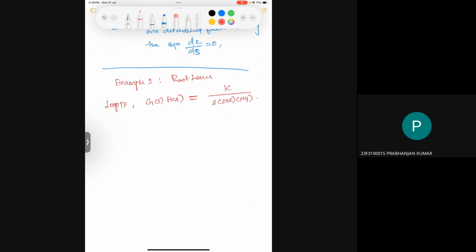The first step is to identify or locate the open loop poles and zeros. Since this is a loop transfer function, it's again an open loop transfer function. We haven't done any closed loop or considered any feedback. So the open loop poles are s, s plus 2, s plus 4. That is 0, -2, -4. The open loop zeros here are 0. There is no zero. That's why it is 0.